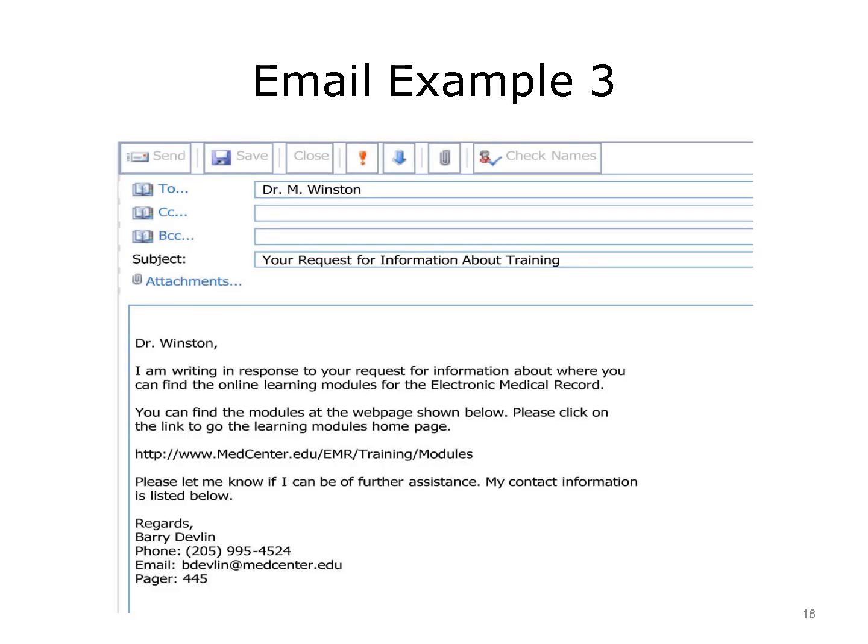Look at another email from Barry. What did he do right? We can see that Barry was professional and polite in his tone and language, that he used a descriptive subject line, and that he provided his full contact information in case Dr. Winston needed to talk with him.